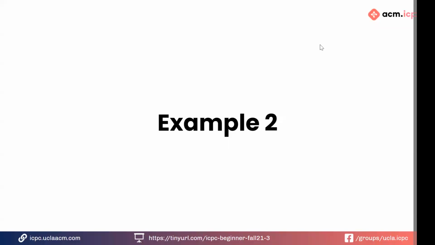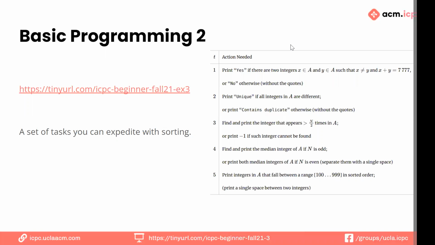Okay, let's take a look at a second example. It's called Basic Programming 2. The link to the problem is also inside that example contest, and you should be able to access it, right? This problem is very different from a normal competitive programming problem.